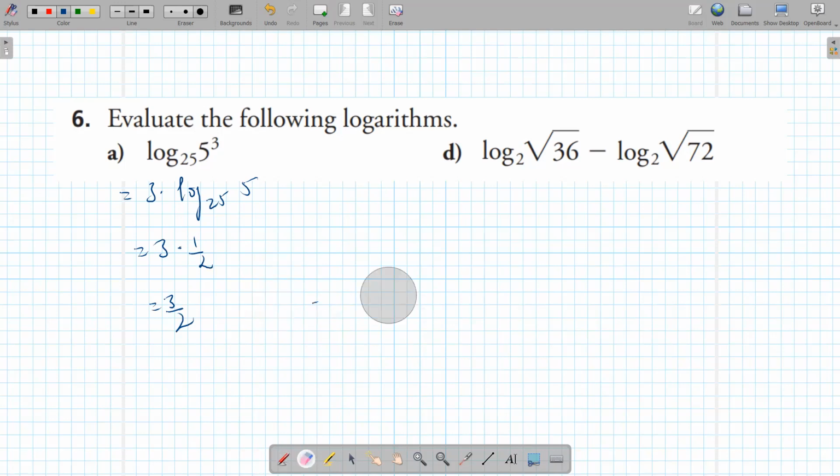Okay, tell me for D, what would be the first step? And again, there's just 3 rules, right? You can just toss a 3-sided dice and there's a 33% chance you get it right. What's the first thing we do in D? You divide. Okay, yeah, that would work, right? So log base 2, and then you're going to write this as root 36 over root 72. Now what?